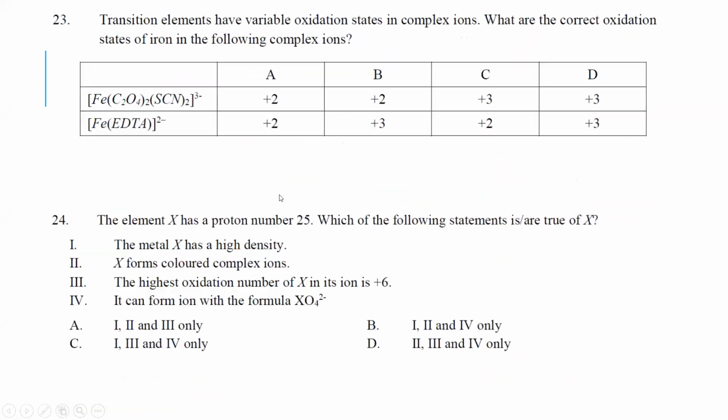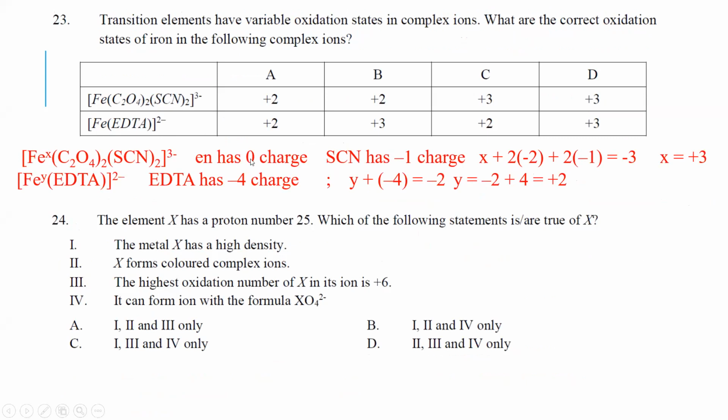Then we continue with question number 23. Transition elements have variable oxidation states in the complex. What are the correct oxidation states of iron in the following solutions? So if you have Fe(C2O4)2 and SCN3 minus, so oxalate is C2O4 2 minus. Okay, I made a mistake in here. I wrote C2O4, so C2O4 has -2. But in the replacement of the calculation, I replaced it correctly. It's x plus 2 times -2 is equal to -1... x plus 2 times -1 is equal to -3. Therefore, x is equal to +3.